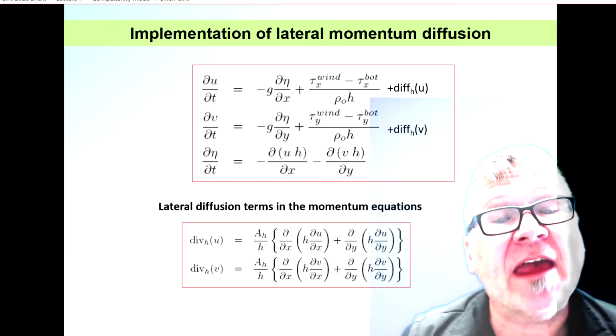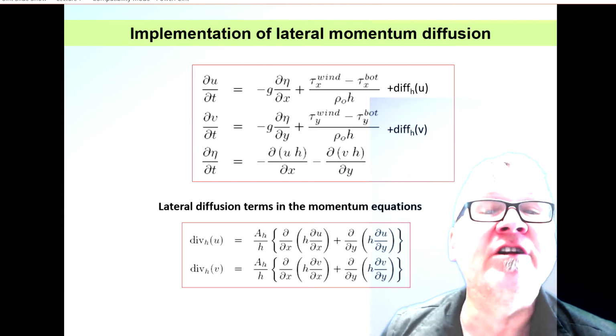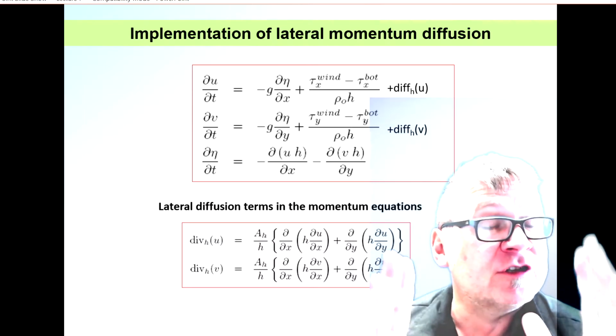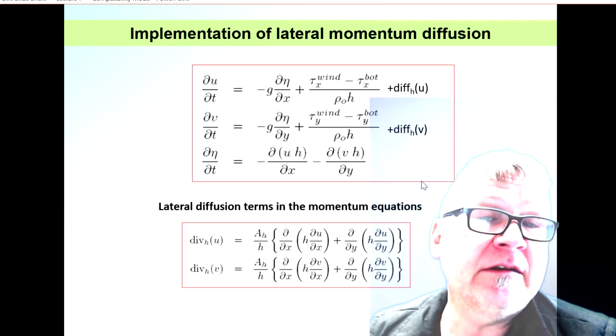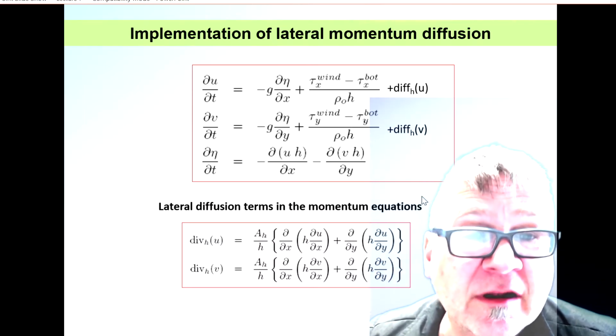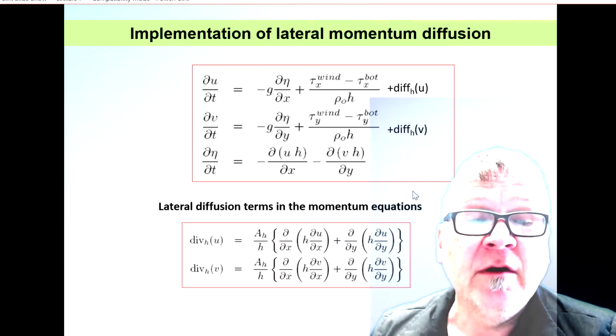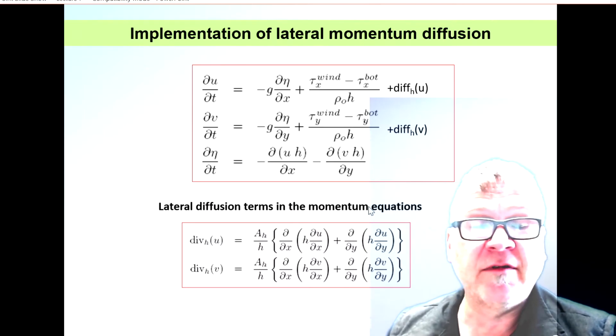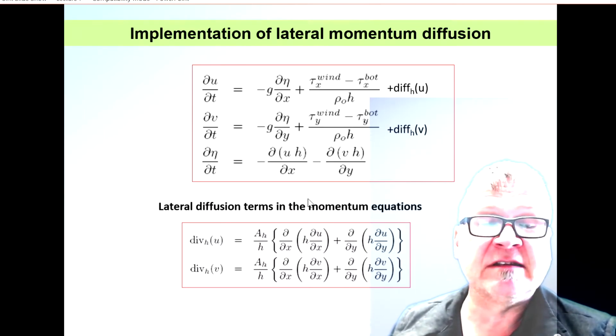So what we do is we actually just add additional forces to our equation. And they're shown here. This is how they look. This is lateral friction or lateral diffusion of momentum. And essentially these are second derivatives. Well, this is what these expressions mean.